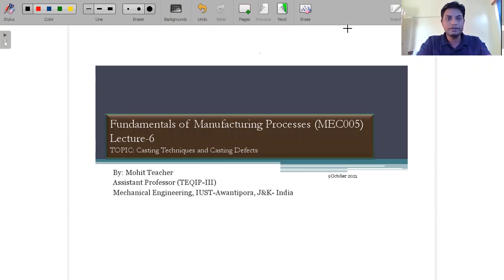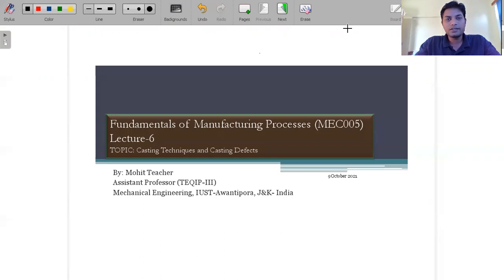Before starting today's lecture, I just want to brief what we had discussed previously in this unit. This is the second unit, in which we were discussing casting. Until now, we have discussed the definition, the elements, and the basic terminology of the elements that we are using for casting purposes.